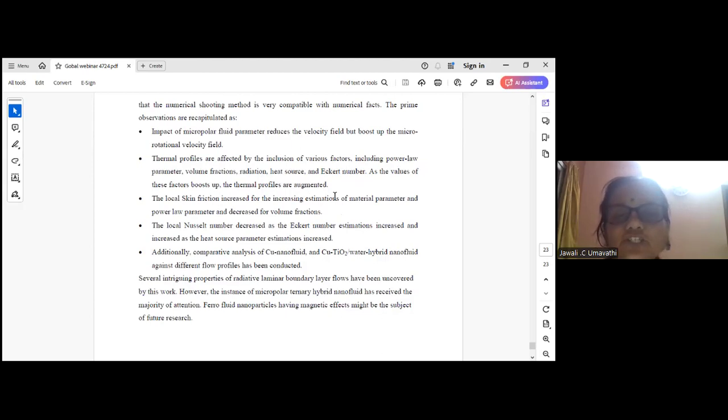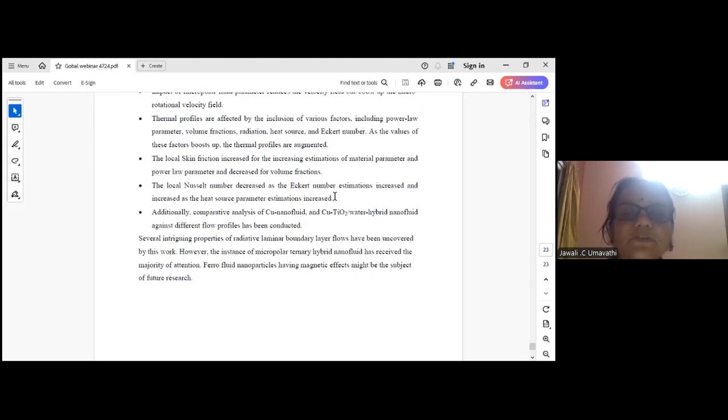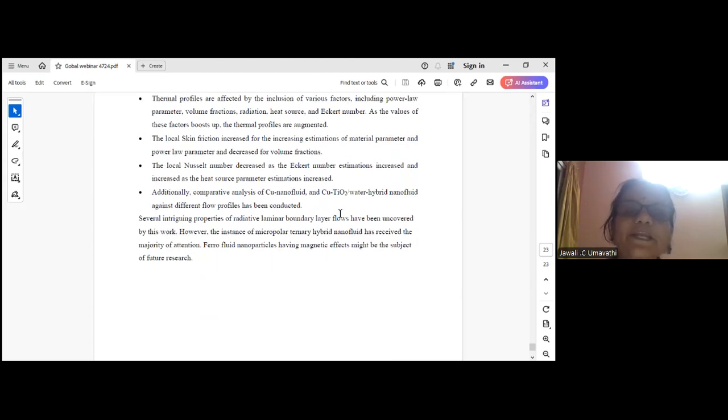So local skin friction increases with increasing material parameter and power law parameter and decreases with the volume fraction. Similarly, the local Nusselt number decreases with some parameters, whereas it increases with the Eckert number and the heat source parameter. Naturally, as the heat source is increased, the Nusselt number also increases. As I told, we did the comparative analysis between mono and hybrid.